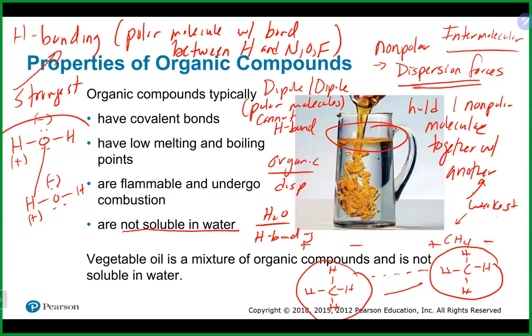Something like water has a much higher melting and boiling point, because water with another water is held together by really strong hydrogen bonding, which means it takes a lot of energy to break them apart. And that means it's a higher melting point and boiling point than you would have with something using dispersion forces. Any questions on any of that there?